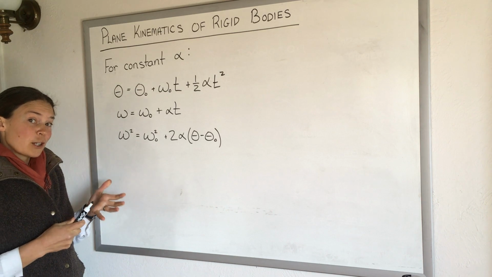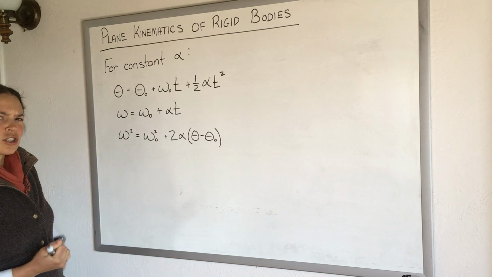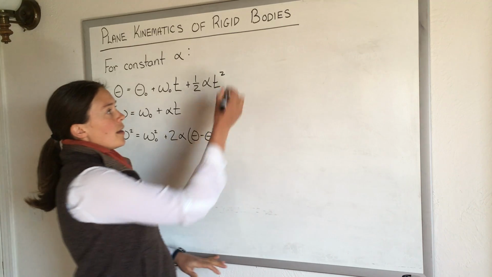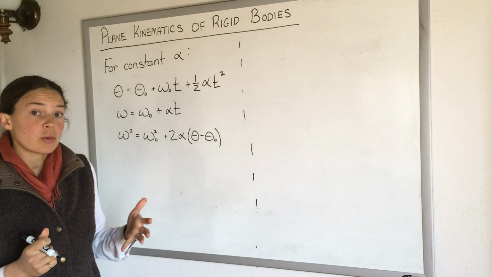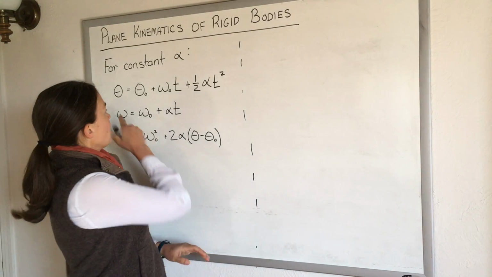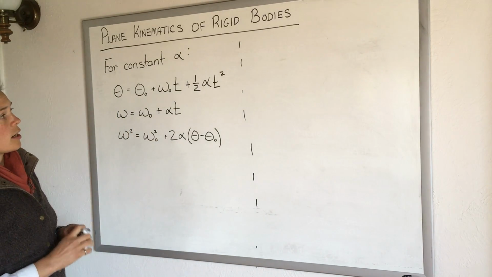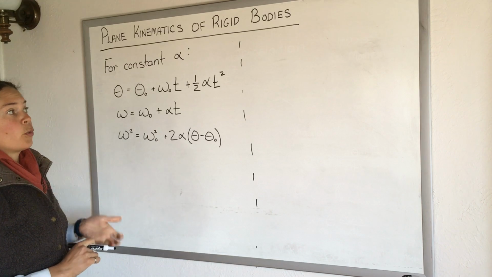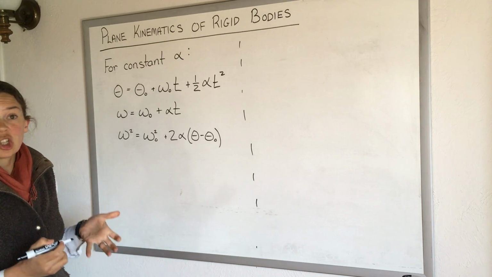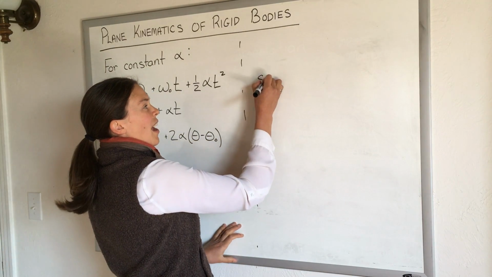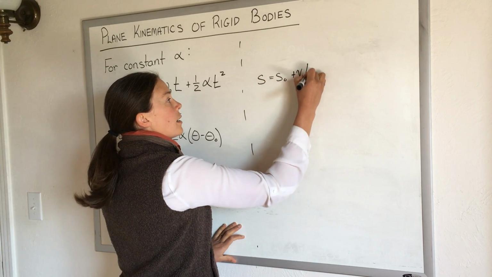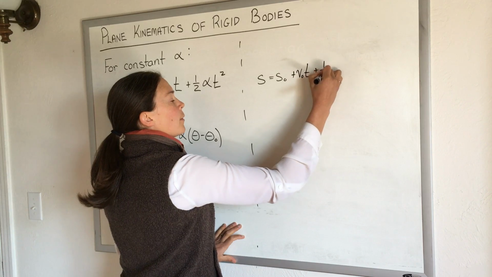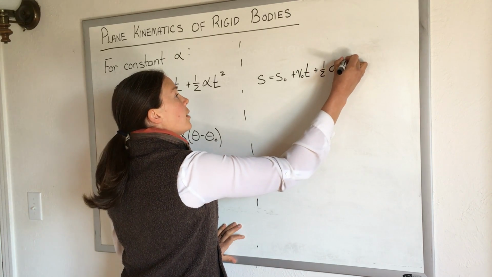If you've been refreshing on your dynamics, these should look sort of familiar, and they are directly comparable to some equations we had at the beginning of the class. So this first one, theta equals theta naught plus omega naught t plus 1/2 alpha t squared, looks a lot like our equation s equals s naught plus v naught t plus 1/2 a t squared.